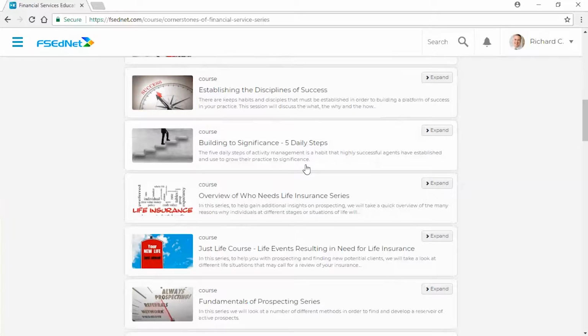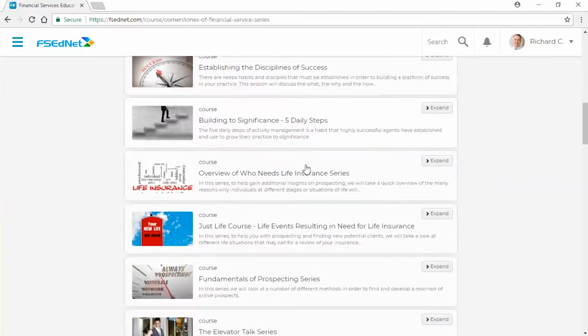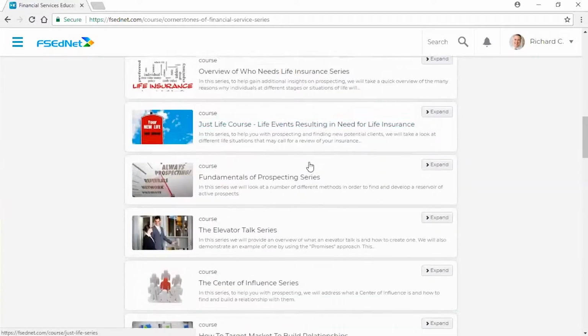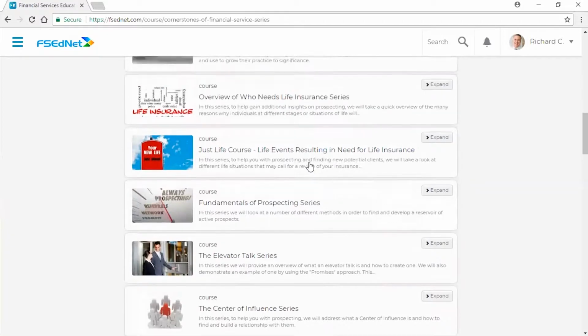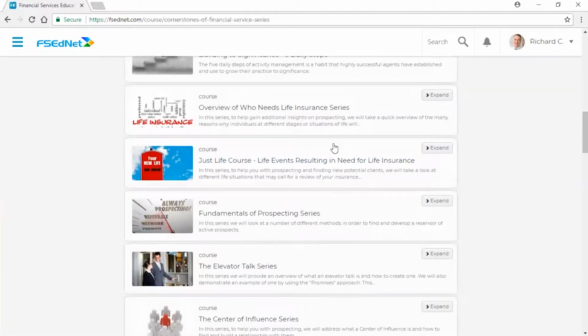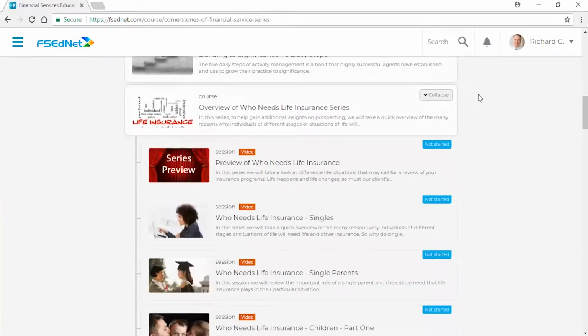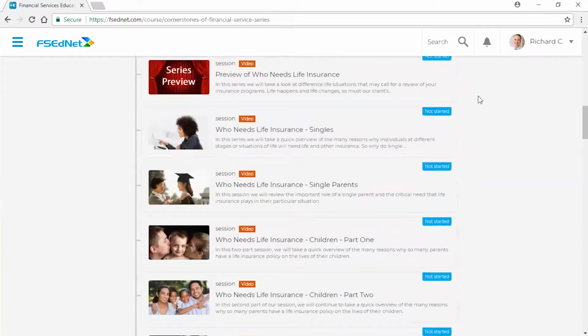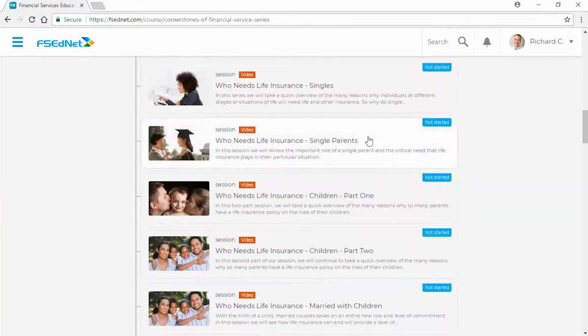One of the key problems that both new and veteran agents alike share is not having enough prospects to talk to about life insurance. That is why we have the next 2 courses. In Who Needs Life Insurance, we explain why people at different phases of life need life insurance. We start with why single individuals need to own life insurance. We follow that by why single parents need to own life insurance.